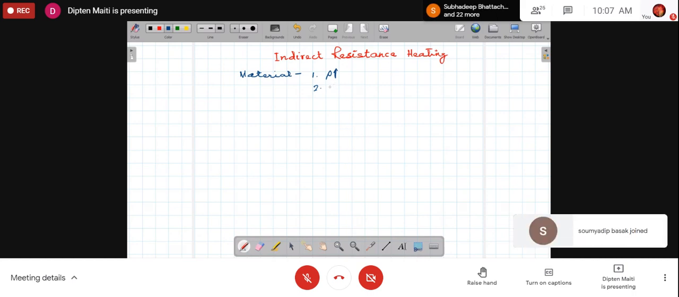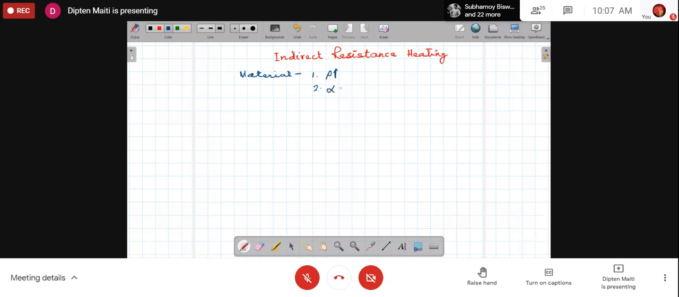Okay. The temperature coefficient, let's write it as alpha. The temperature coefficient should be as low as possible.